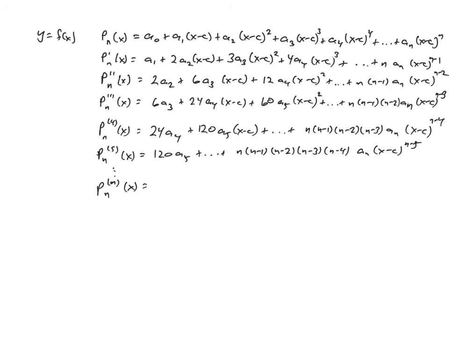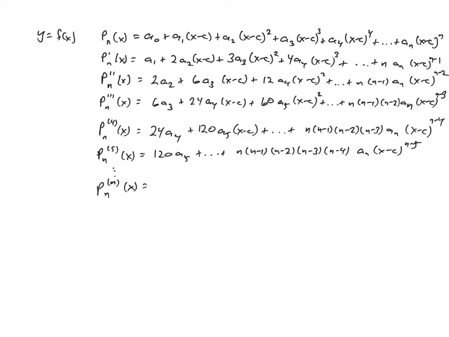So now we're looking at our function f of x. We know that our nth degree polynomial is going to be a0 plus a1 times x minus c plus a2 times x minus c squared. This is just what we had on the previous slide for our polynomial. Our first derivative of our polynomial is going to be a1 plus 2a2 times x minus c plus 3a3 times x minus c squared plus 4a4 times x minus c to the third, all the way down to n times a sub n times x minus c to the n minus 1. We're just using the power rule.